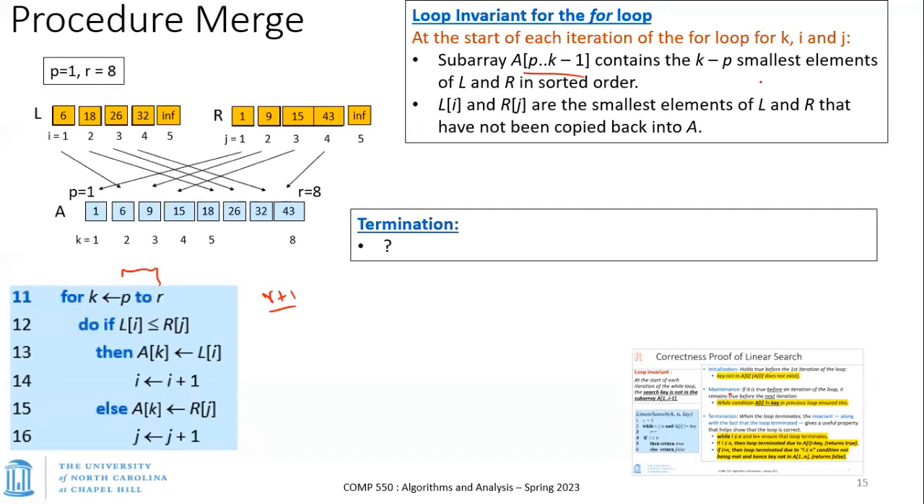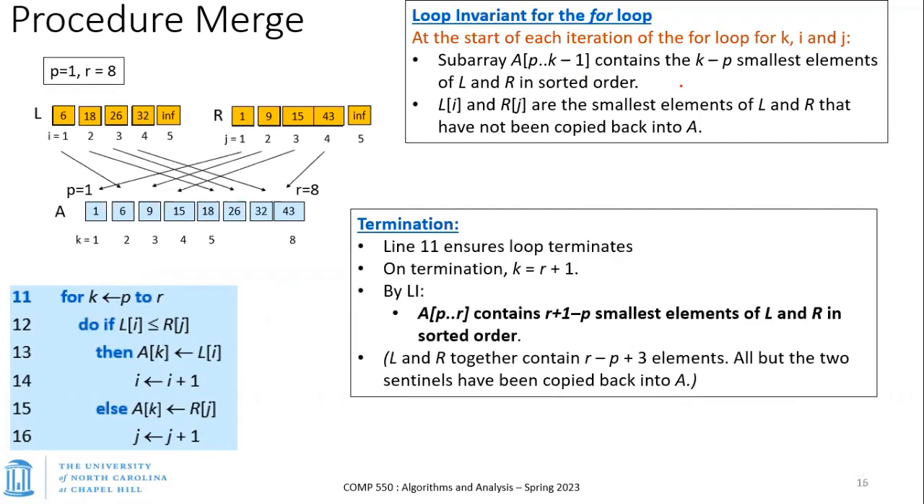Okay. So essentially that's the entire proof. That's what we wanted to do, is we wanted to say that A[P through R] is sorted. So this is exactly what you've said: line 11 ensures that the loop terminates. Our termination case is i equals R plus 1. By the loop invariant, we've just proven that A[P through R] contains the R plus 1 minus P smallest elements of L and R in sorted order. Okay, so essentially we're done.